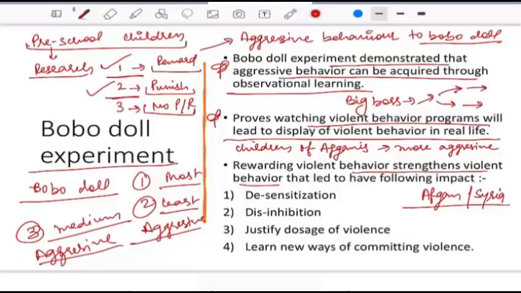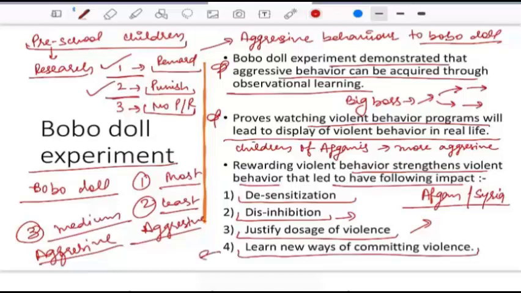Rewarding violent behavior strengthens violent behavior, which leads to the following impact. First is desensitization: your sensitivity will go. Second is disinhibition: you won't stop yourself. Third, you will justify doses of violence, saying this should have happened to them. Learn new ways of committing violence, the CID effect. So these are the problems when you are rewarding violent behavior. Same thing with pornography as well. It induces violent behavior based on disrespect of the bodies of men and women. So this is a major problem in pornography as well.